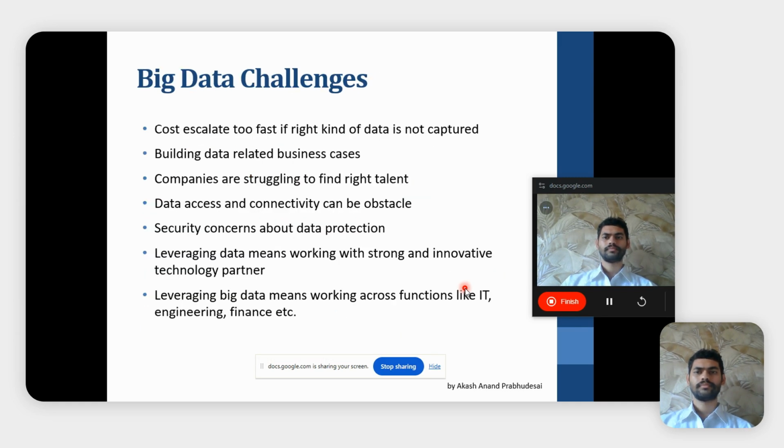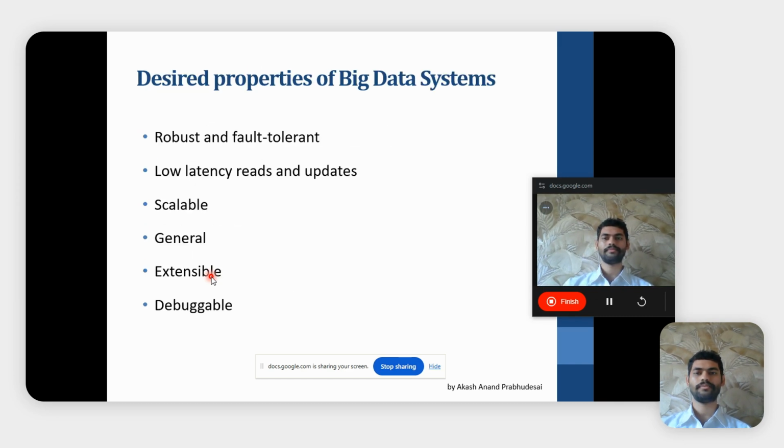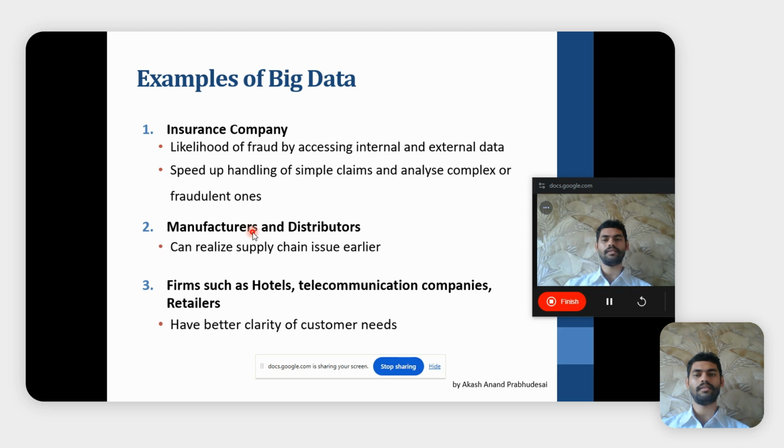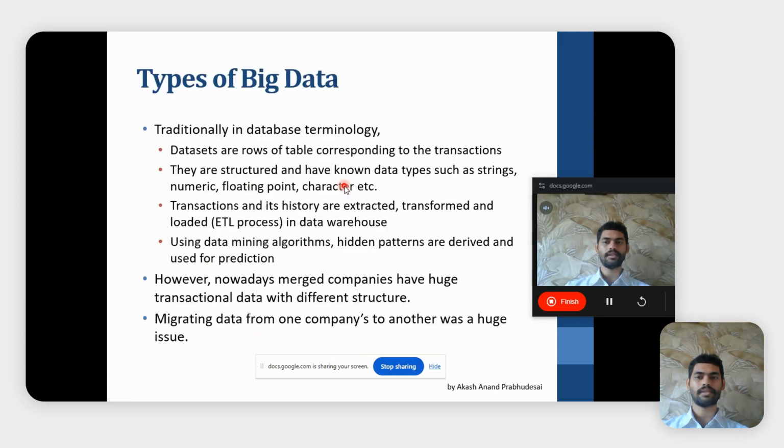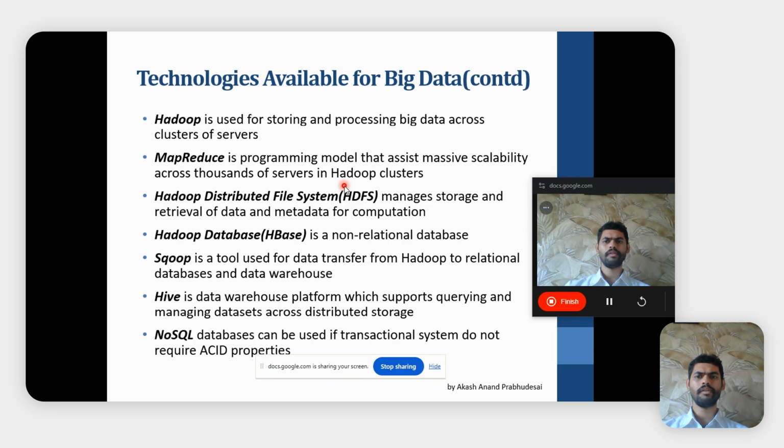Okay, so to tackle all this, like the cost escalation, how companies are leveraging it, and the security concerns, to remove all these complications we need a better big data analytical approach. We need a robust, fault tolerant, and latency proof big data system. For example, in insurance companies or even in government companies, we must have a proper big data mining system.